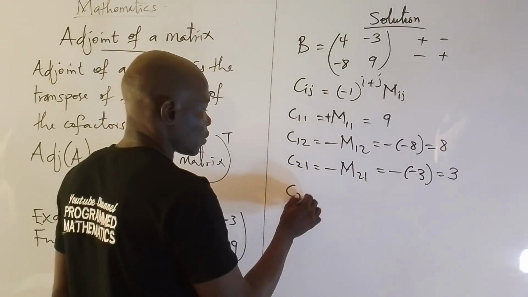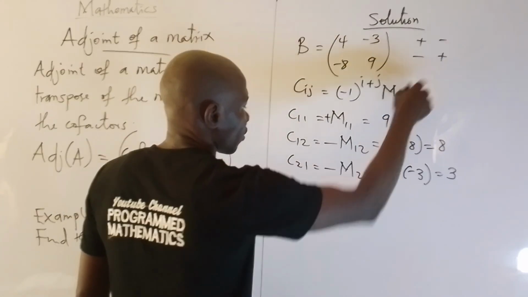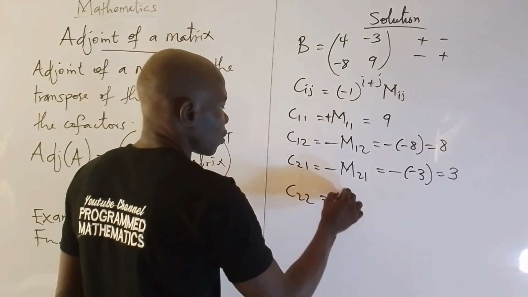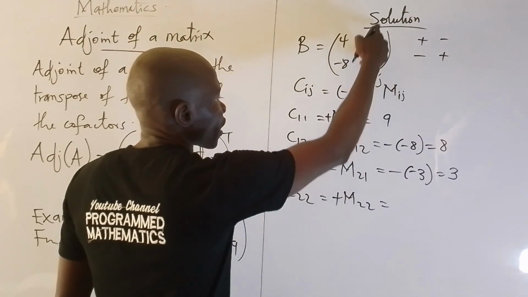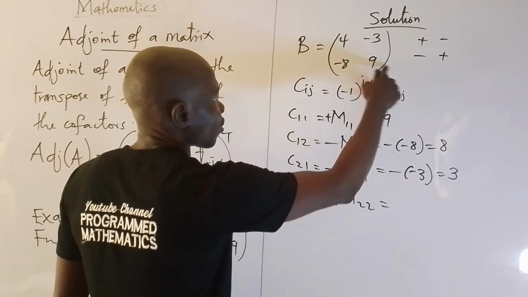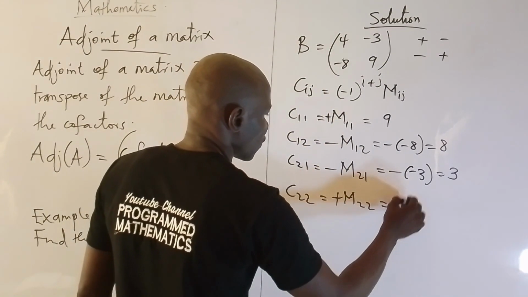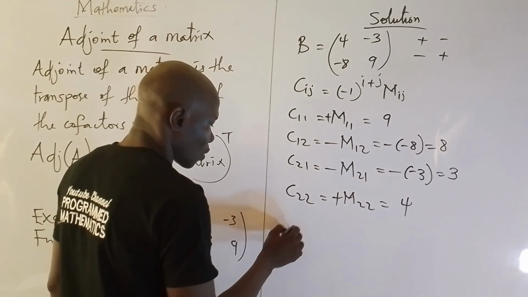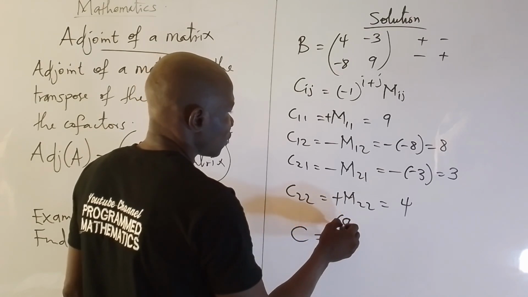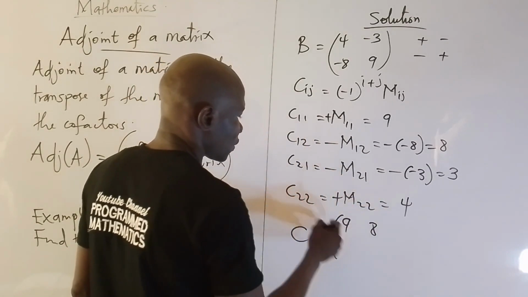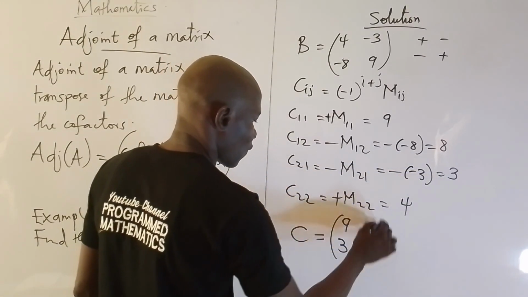Then the last one is C22. C22 is the second row, second column. The sign convention is plus, so plus M22. Second row, second column, we delete that, so we're left with 4. So this is plus 4. So the matrix of the cofactor C is therefore C11 is 9, C12 is 8, C21 is 3, and C22 is 4.